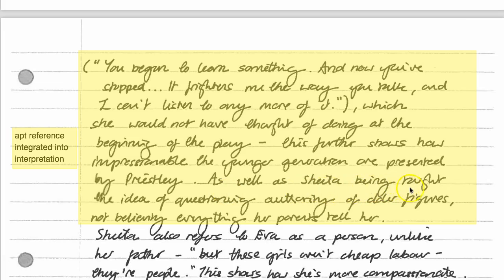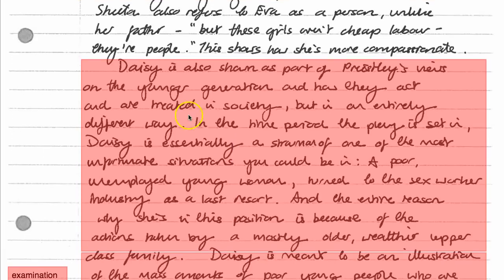Sheila being taught the idea of questioning authority of her older figures, not believing everything her parents tell her. So slightly clumsy phrasing, but not too bad. There's nothing here to say that she doesn't believe what her parents are telling her. So the point is not a well-made one, and that's basically because they're writing so quickly under exam conditions. But the marks come from putting the right quotation in. Let's get to this bit.